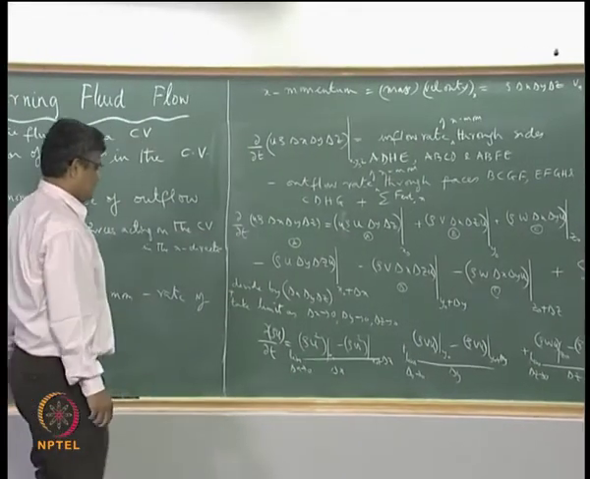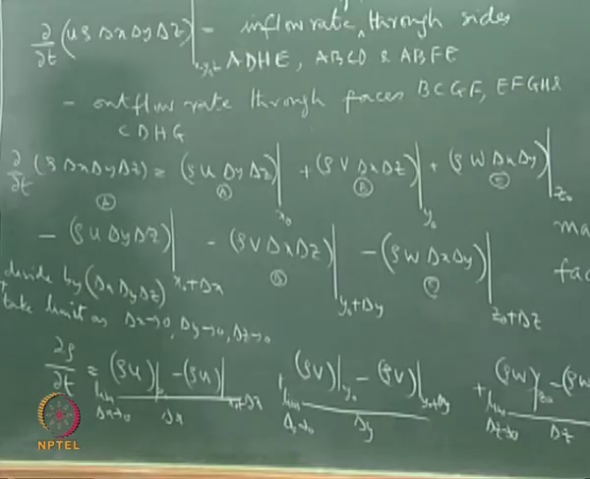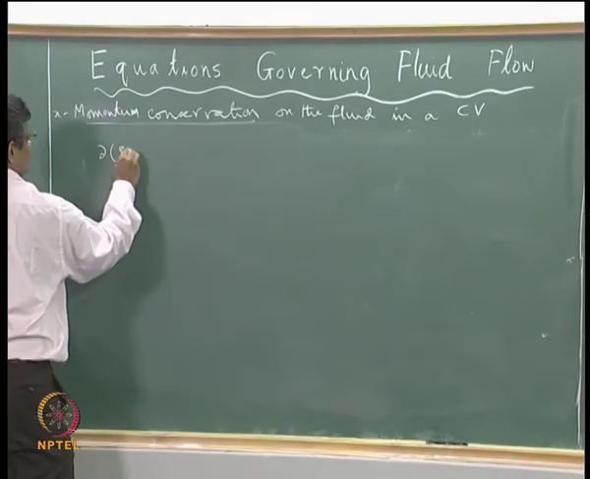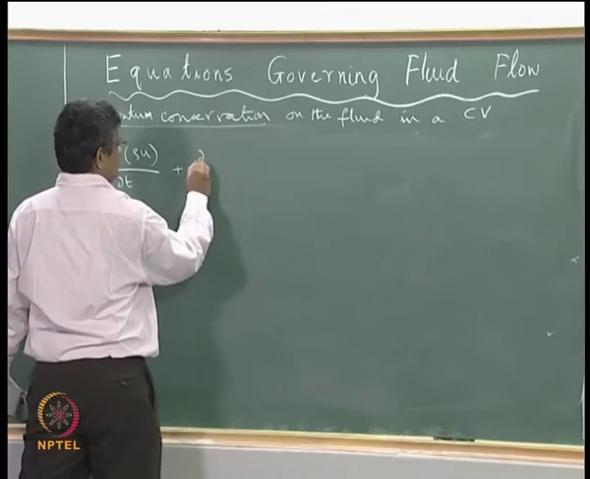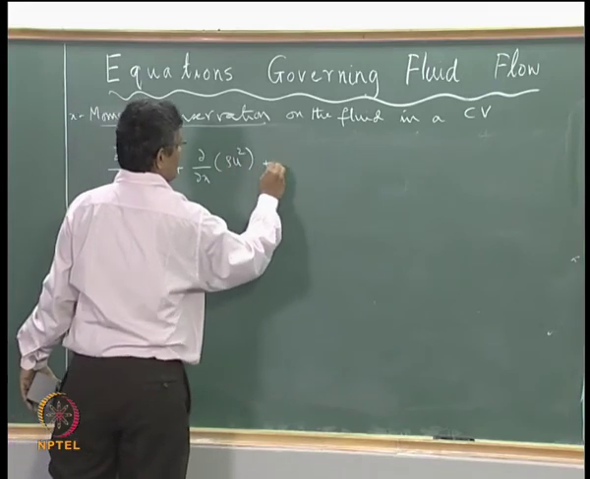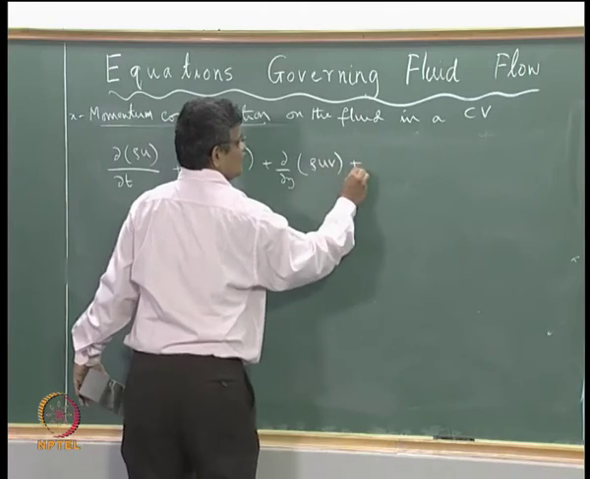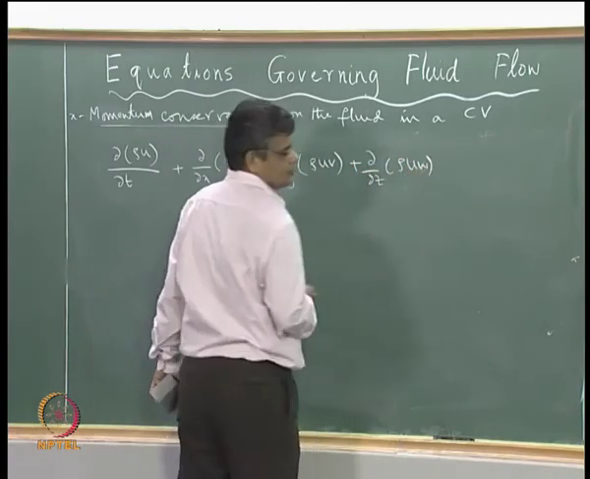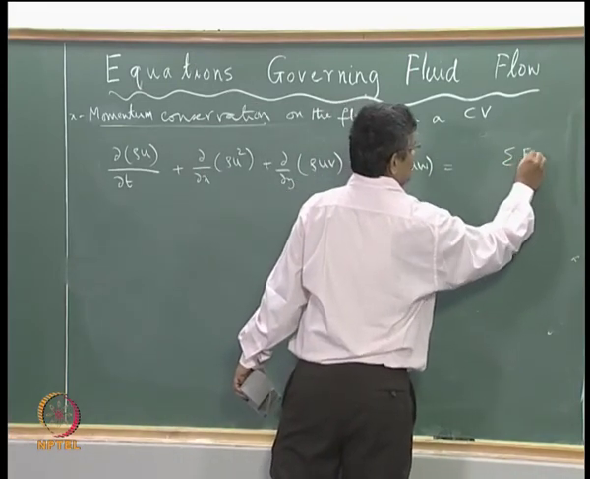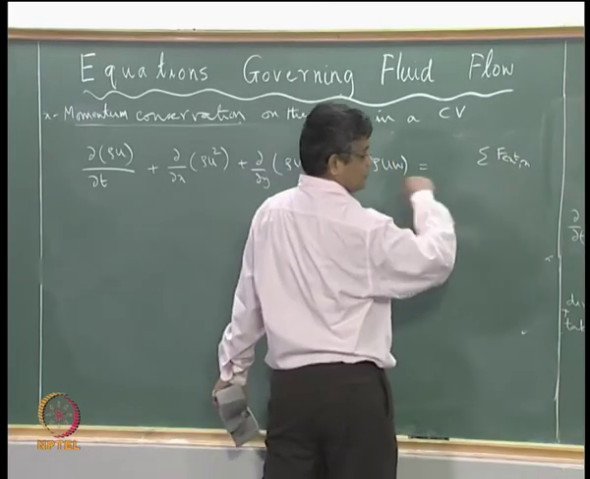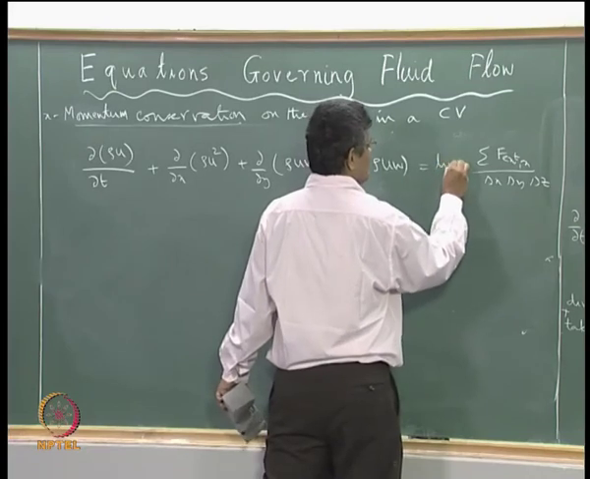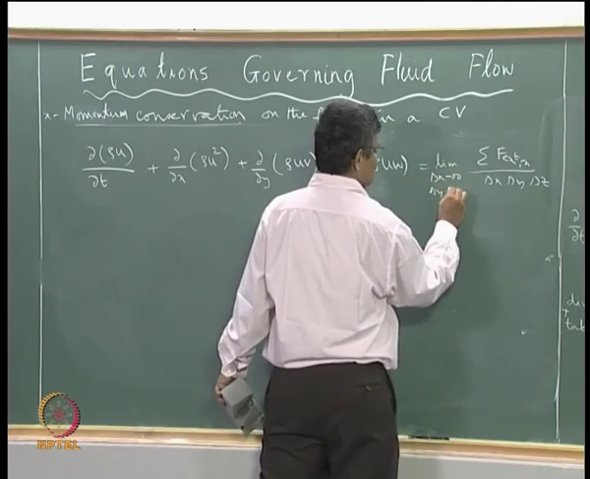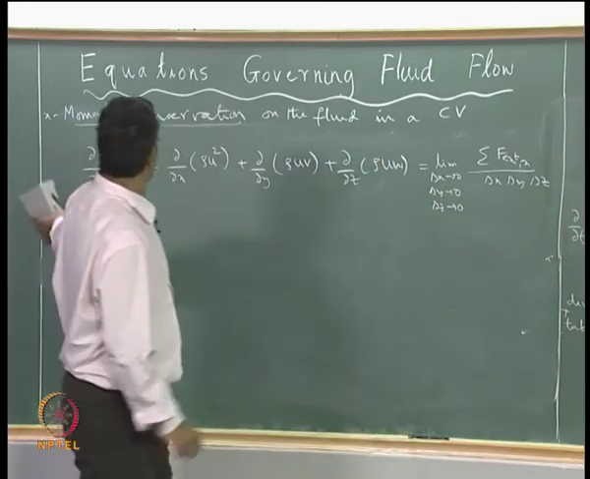Okay, so this is a statement, and using the same argument as earlier, we can derive a mathematical expression: dou by dou t of rho u plus dou by dou x of rho u square plus dou by dou y of rho u v plus dou by dou z of rho u w equals the sum of all external forces acting in the x direction, the component in the x direction, divided by the volume delta x, delta y, delta z, in the limit as delta x, delta y, delta z tend to 0. Okay, so this is the x momentum equation.